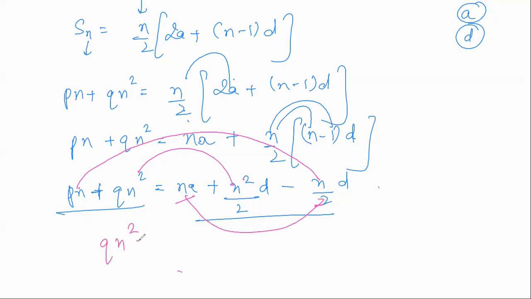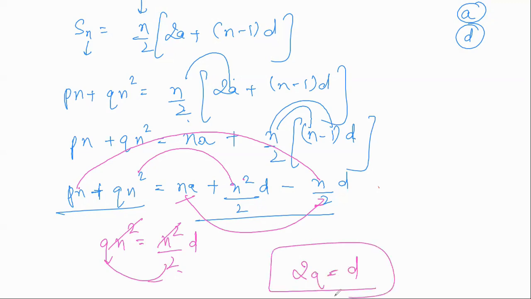So I'm comparing the n square coefficients. The n square cancels out, and taking the 2 to the left hand side in multiplication, 2q is equal to d. So this will be the value for d.